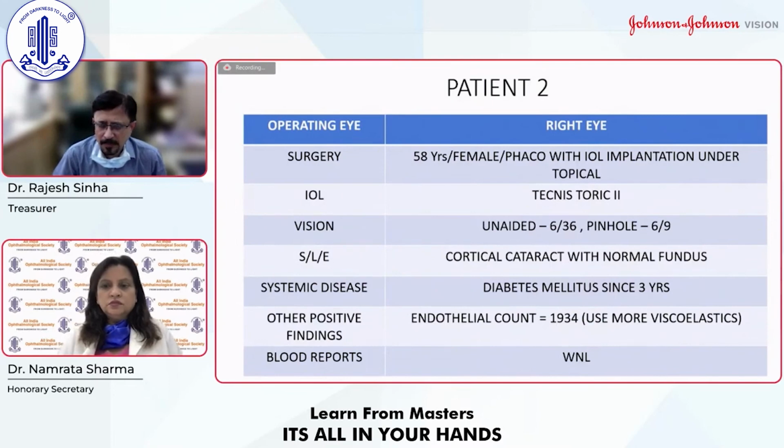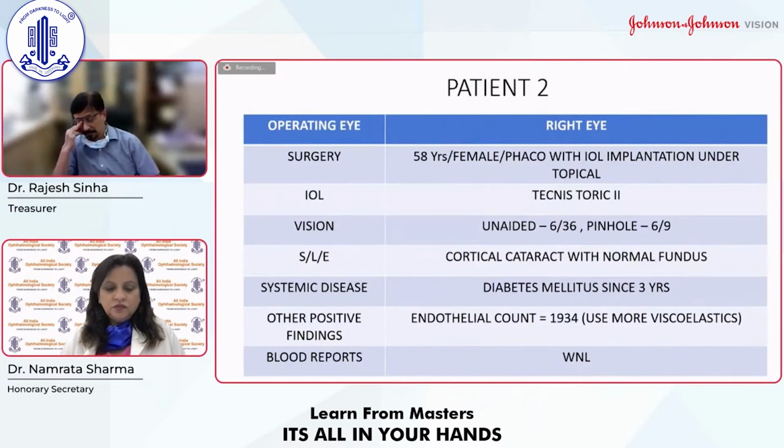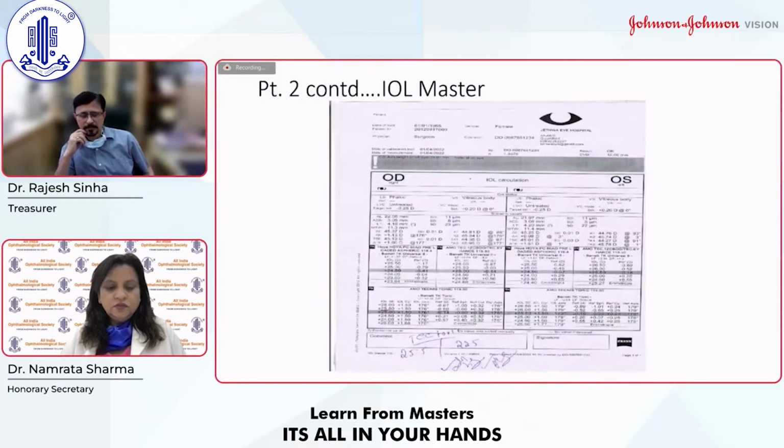You see, the positive finding is endothelial count is less than 2000. Now you see, next. This should be taken care. This is the scan. Next.